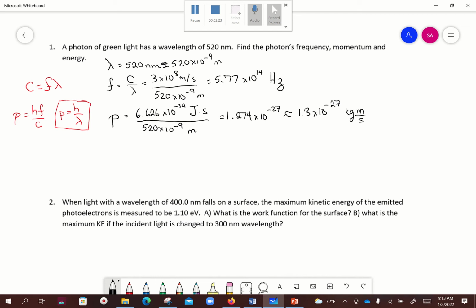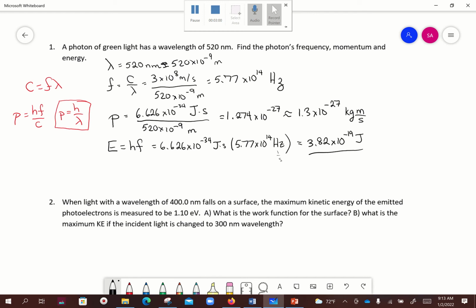Okay, last part, find the energy. The energy of a photon is equal to hf. So h, again, Planck's constant, 6.626 times 10 to the minus 34 joule seconds, and the frequency, 5.77 times 10 to the 14 hertz. Remember, hertz is 1 over second, so my seconds are going to cancel and I'm left with energy in joules. So I'm going to get 3.82 times 10 to the minus 19 joules.